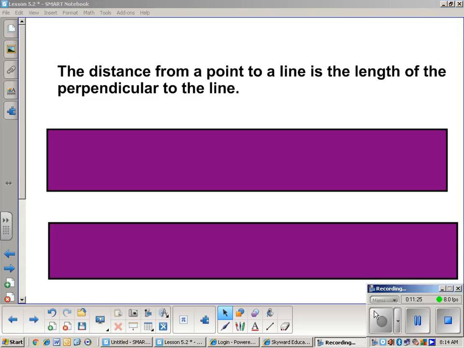Is anybody at all confused on what we're saying right here? So if I gave you a point and a line, and I said measure from the point to the line, tell me how far it is, you're going to make sure that the line you're measuring with is what? Perpendicular to the line and passes through the point. Okay?